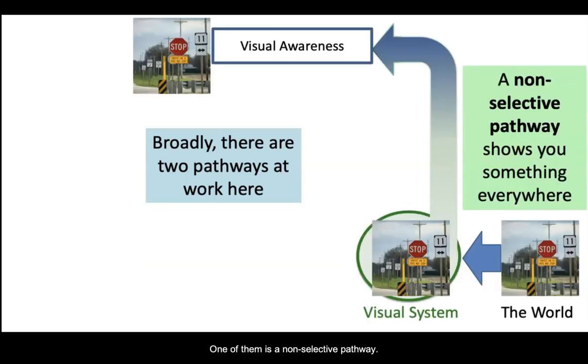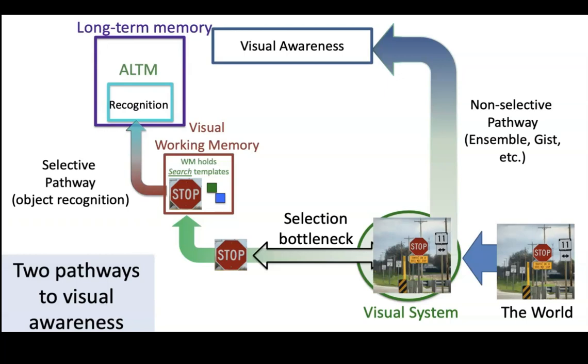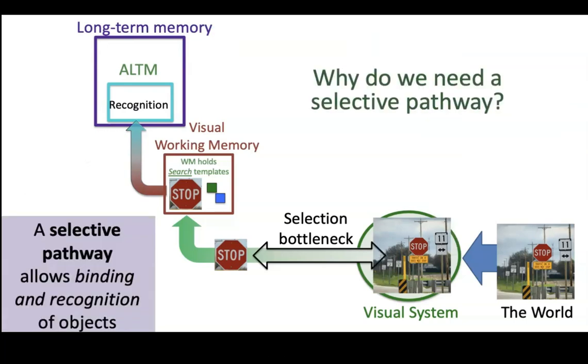One of them is a non-selective pathway. The output of that non-selective pathway gives you some sort of visual experience everywhere in the field. It will give you the gist of the scene. It will give you things like ensemble statistics. And there's a second selective pathway that allows for the binding and recognition of objects, but it has rather limited capacity. There's a selection bottleneck involved here. So, two pathways. Now, why do we need a selective pathway? Why not just have that non-selective pathway?